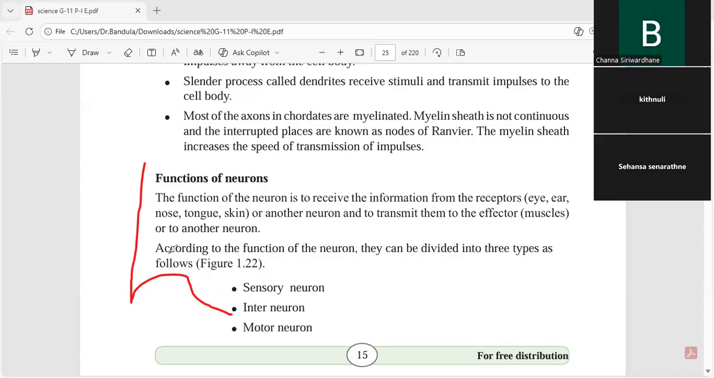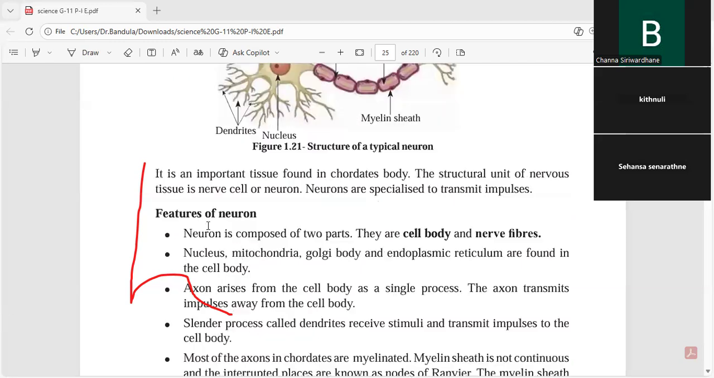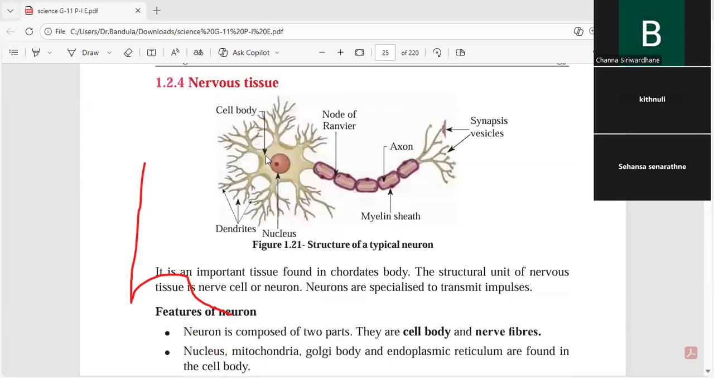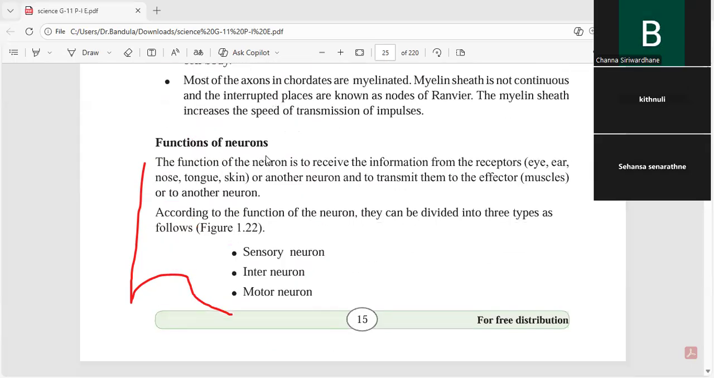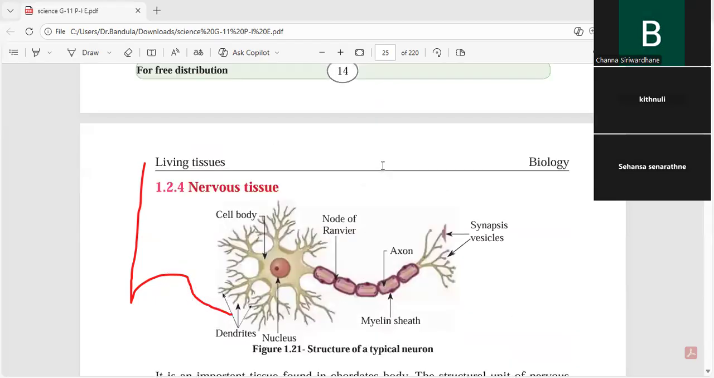Now we have discussed that impulses are coming towards the cell body through the dendrites, and the axon will carry them away to another neuron, right? The function of a neuron is to receive information from the receptors, right?